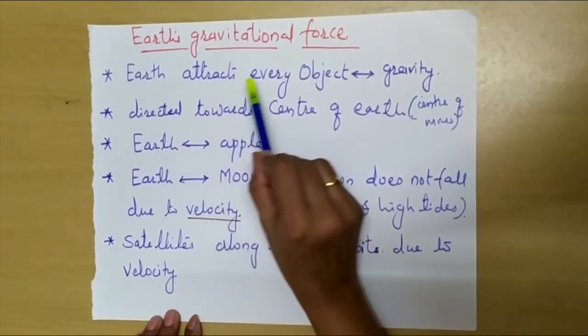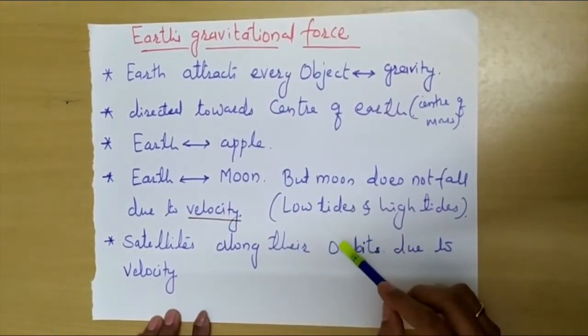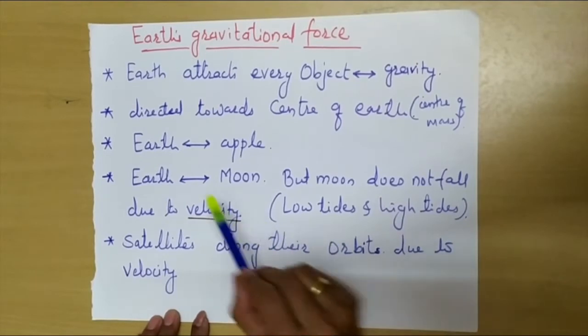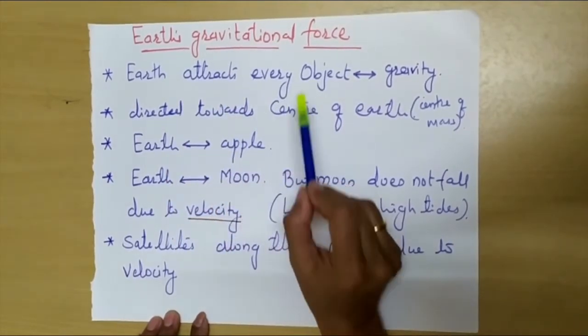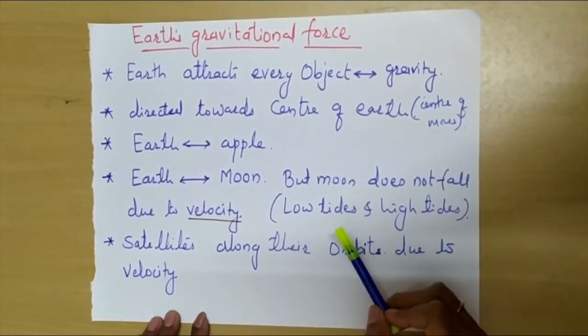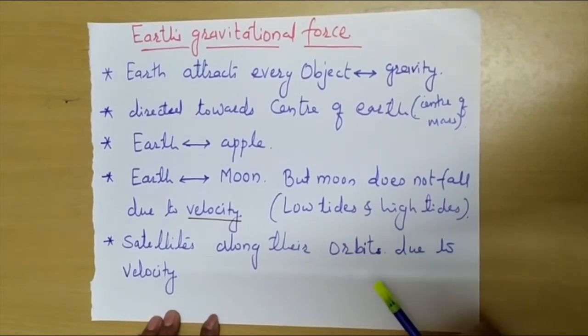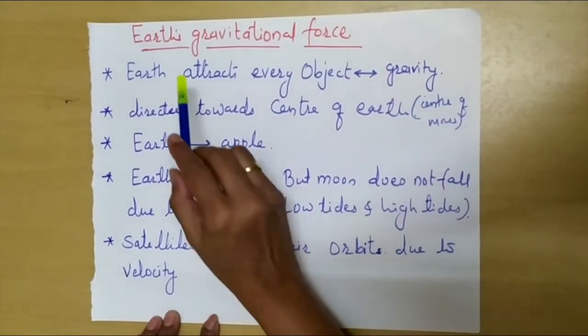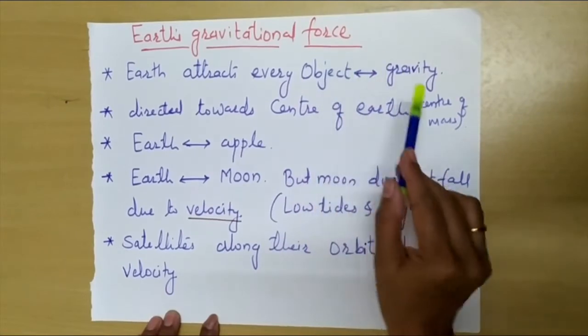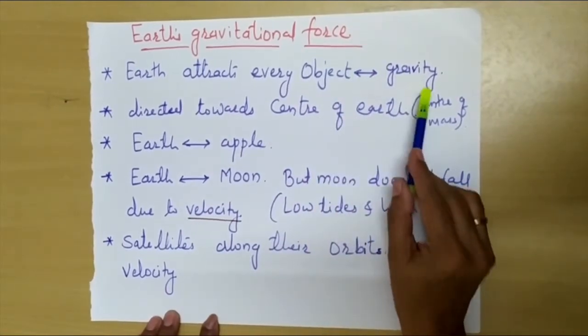The Earth's gravitational force. Now what is meant by Earth's gravitational force? We know that Earth attracts every object towards itself, and the force with which it attracts the object towards itself is nothing but the Earth's gravitational force, or it is also called gravity.